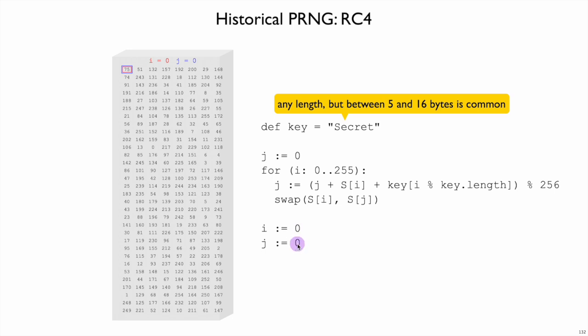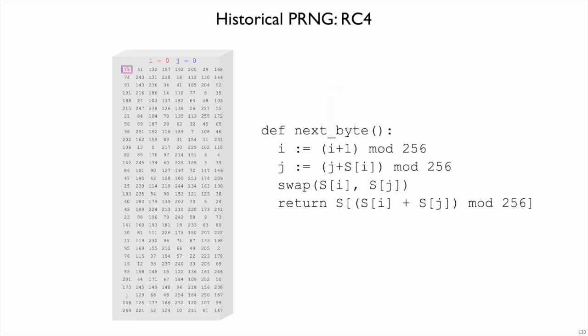At the end, we set i equals 0 and j equals 0 again, so we are ready to go now generating random numbers. We have shuffled all the numbers in the array. And here I'm showing the actual array that you would get if you shuffle using the key "secret". After we've used the key or seed to initialize the state, now we can start asking for numbers. So next byte here corresponds to a call to random. It's always going to give a random number between 0 and 255.